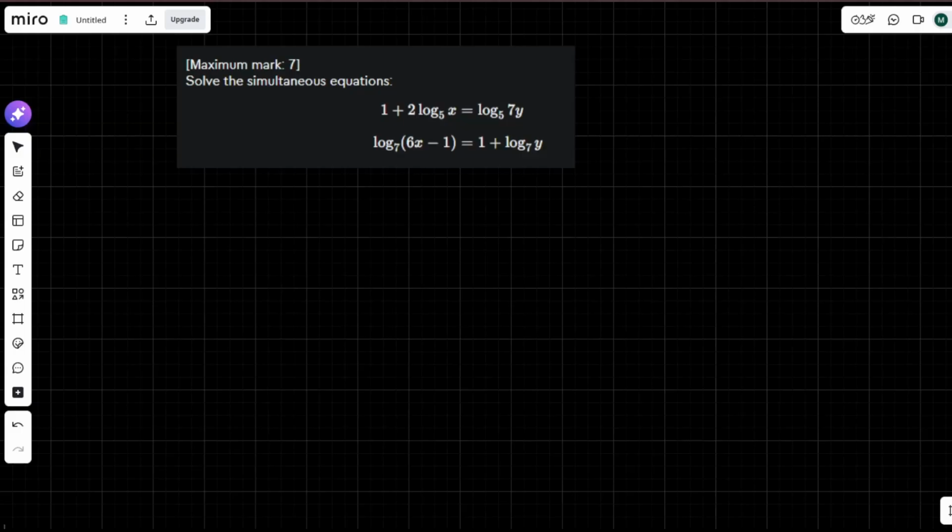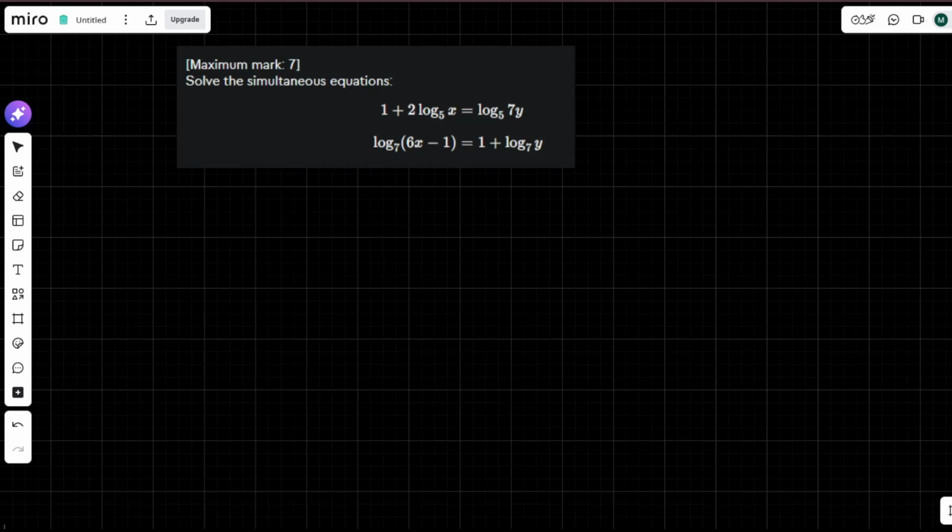So this is asking us to solve a simultaneous equation, and I think it's got a really core trick that you have to understand about the problem to be able to solve it. We've got 1 plus 2 log base 5 x equals log base 5 7y, and then we've got this component on here, log base 7 of 6x minus 1 equals 1 plus log base 7 of y.